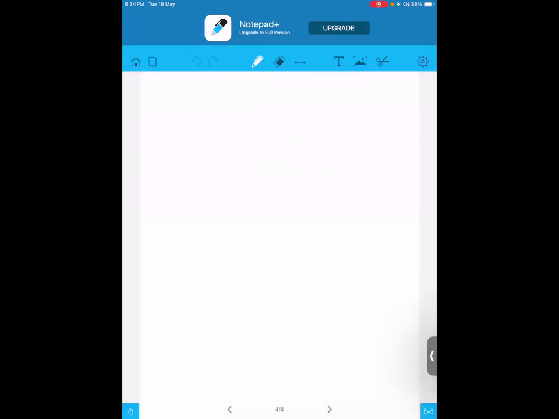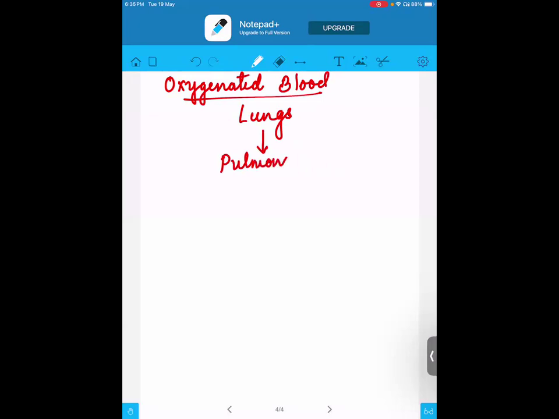Now the second part, which is the oxygenated blood. Now, in the case of the oxygenated blood, what happens? The lungs are the place where the blood has become oxygenated. Now, through the lungs, the blood will be entering again into the heart through the pulmonary vein. So, through the pulmonary vein, the blood will enter into the heart.